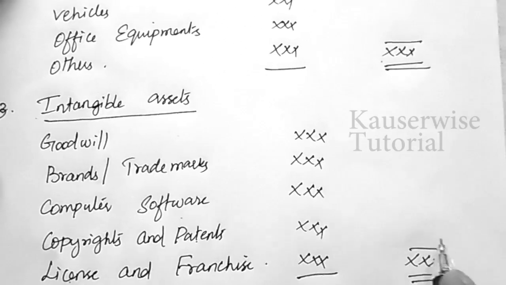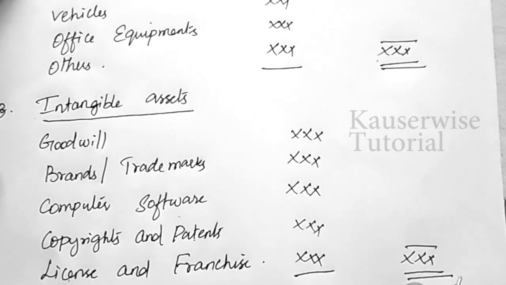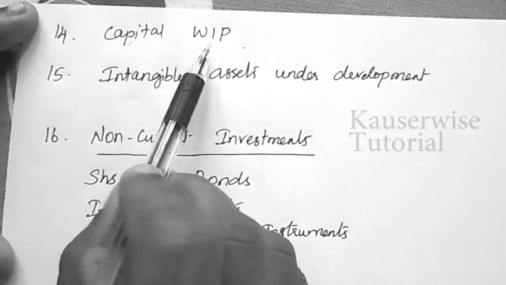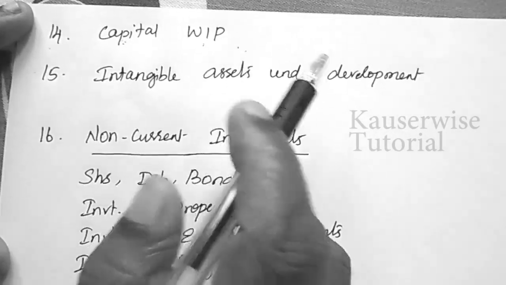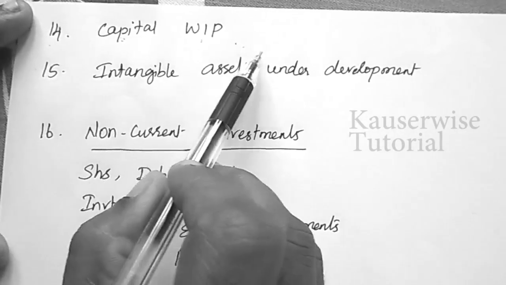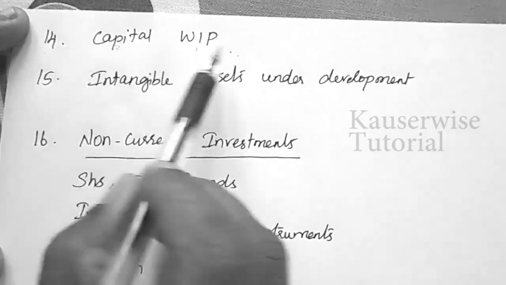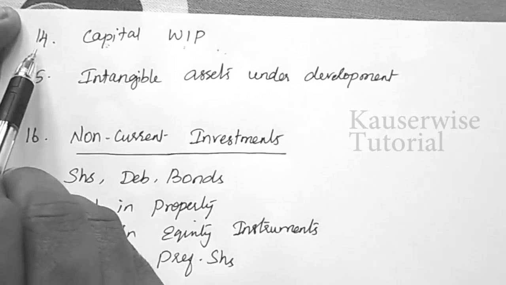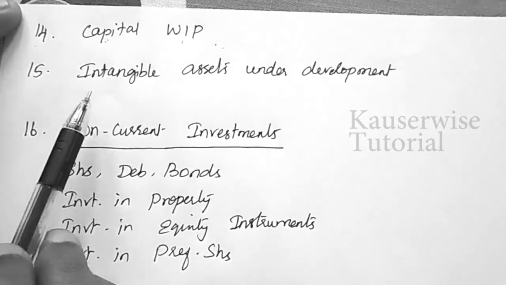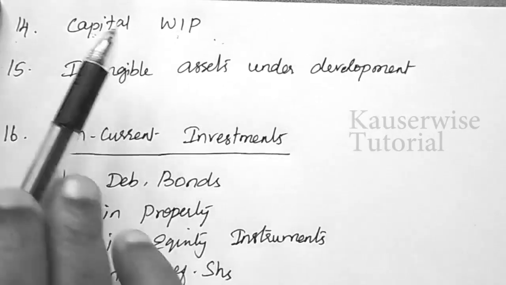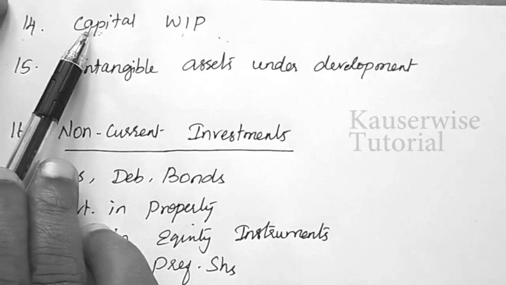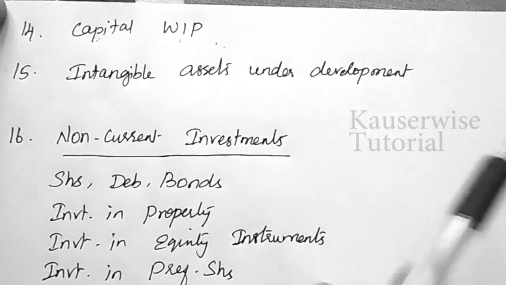The final amount will be recorded in the balance sheet. Next one is capital work in progress. Capital work in progress means tangible assets work in progress. So if there is a work in progress of tangible asset, that will be shown separately under the working note number 14. And next one, intangible asset under development. The same thing only, but the previous one is for tangible asset, this one for intangible asset.